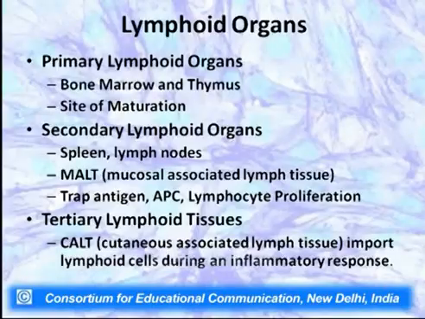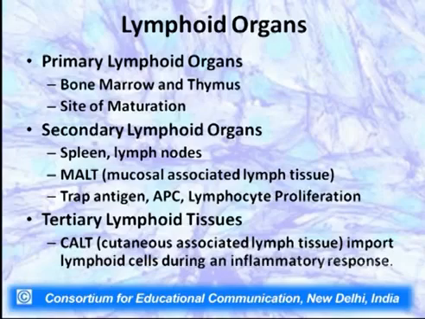In certain cases, we also consider a specialized lymphoid organ called the tertiary lymphoid organs. A very good example is SALT or cutaneous associated lymphoid tissue. Most of these organs are those where the lymphoid cells are imported as and when required. For example, whenever there is an inflammatory response, the preformed lymphoid cells would be brought there and they will finally lead to killing of the antigen.